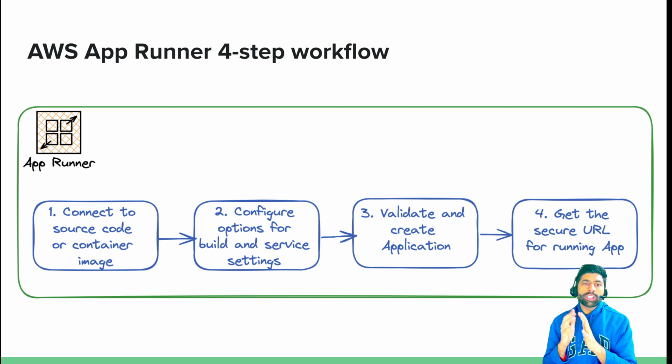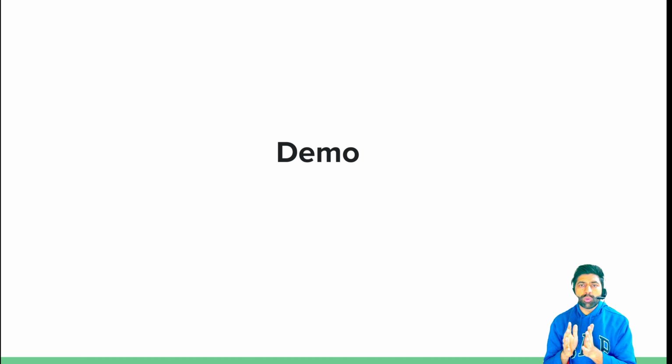Second, you configure some options for build settings and service settings. You select, for example, what vCPU you want to allocate to your application. The third step is that you validate all the details and then create an application on App Runner. And finally, the fourth step is that within minutes, you will get a secure load-balanced URL from the service, which can be used to access your running application. And now we are going to see a demo of how a Spring Boot application is deployed using App Runner.